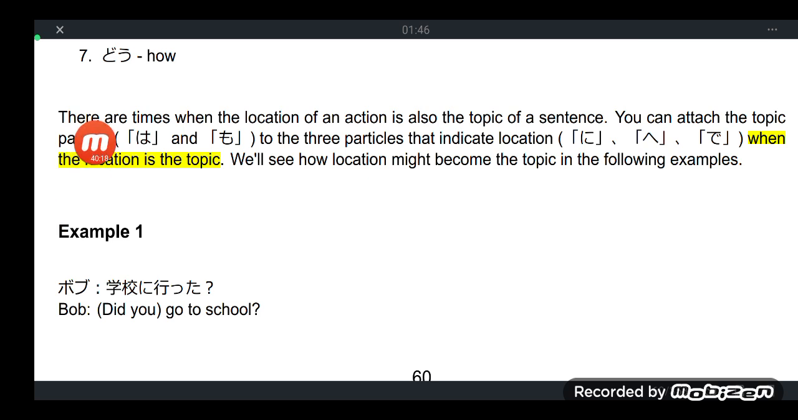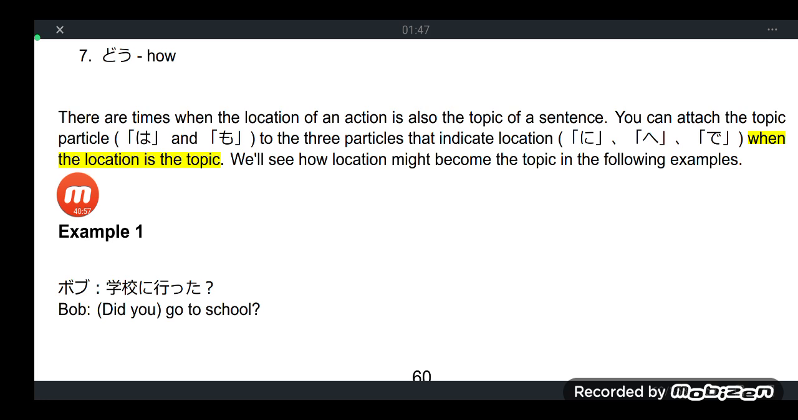So now this is a combination of... Do you remember the topic particle we've discussed in our basic lessons? The wa and the mo. The mo is the inclusion particle and the wa is the topic particle. The particle that introduces a topic or a descriptive type of clause is the wa. But you can pair it with the ni, with the e, and the de.